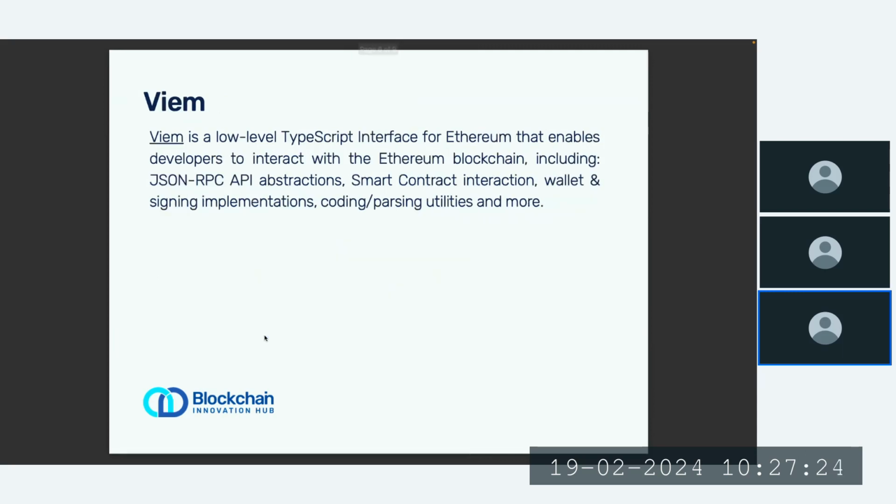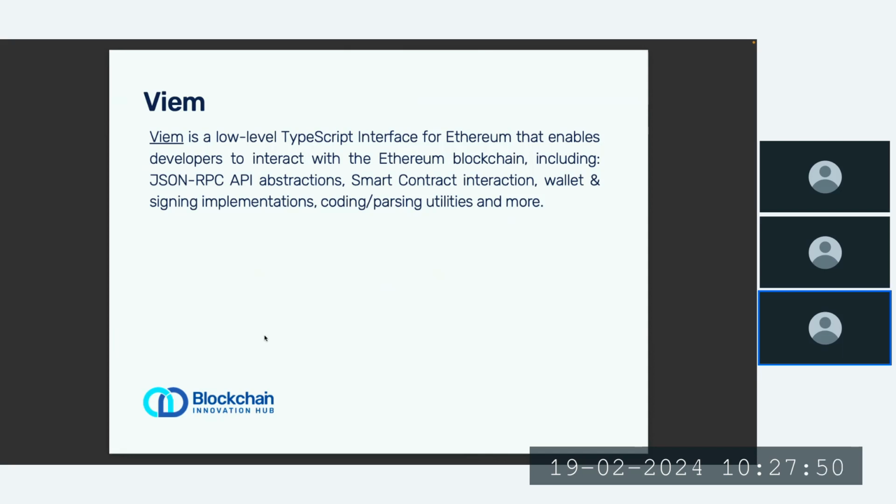Now, what is Viem? Viem is a low-level TypeScript interface for Ethereum that enables developers to interact with the Ethereum blockchain, including JSON-RPC API abstraction, smart contract interaction, wallet and signing implementation, encoding, parsing utilities, and more.